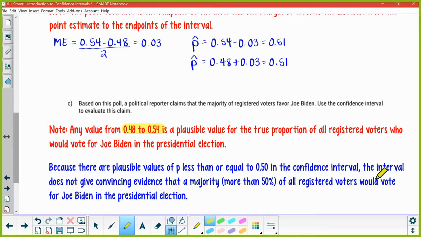Just make sure if there's a value that you are interested in, in order for it to be something that is plausible, something that is actually a true statement, it has to fall within the confidence interval. In this case, too many values fell. Say for instance, if my confidence interval was 0.54 to 0.58, then I could say, yes, I agree with the political reporter, because all plausible values for the true proportion are above 50%.